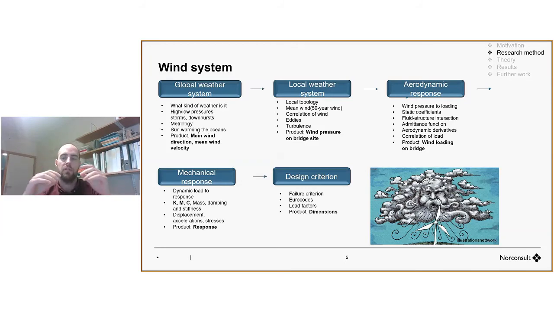And then when you have the dynamic forces, you take these forces and do a dynamic calculation of the bridge with its stiffness, damping and mass matrices, and you get the response. Then you take the response and find stresses, and then you do the design criterion with different codes, and then you find the dimensions, and then you do another loop to redo the aerodynamic forces and stuff.